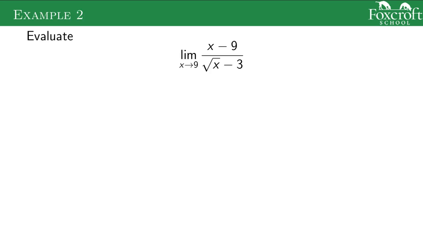All right, so what about this one? If I try to evaluate this function at 9, 9 minus 9 is 0. The square root of 9 is 3. 3 minus 3 is 0. So I get 0 over 0 if I try to evaluate this. So I have to use some trick.